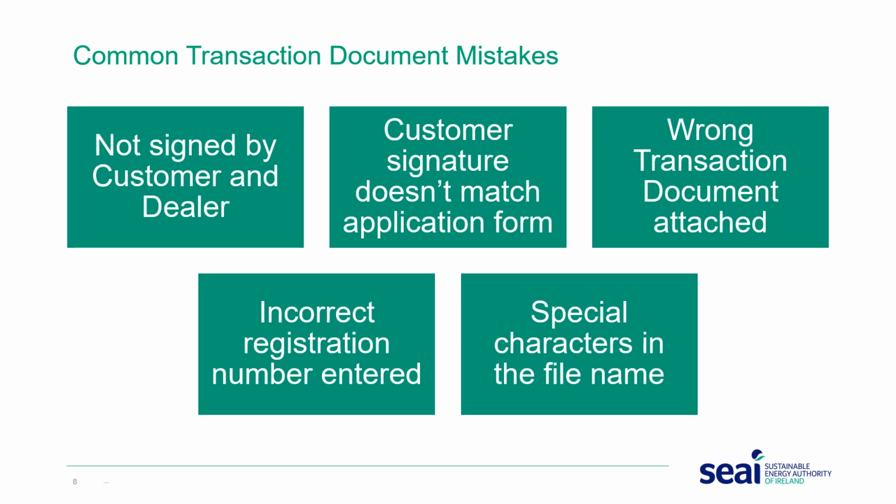These are some of the common transaction document mistakes that we see. The document has not been signed by the customer and the dealer. The customer signature doesn't match the application form signature. The wrong transaction document has been attached, or the incorrect registration number has been entered for the vehicle. There may be special characters in the file name and the system is unable to read these.